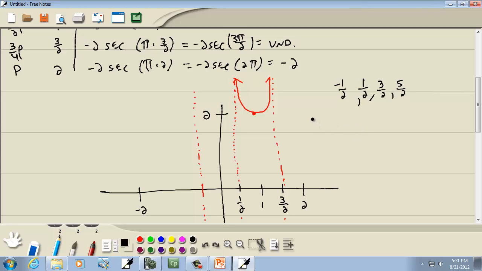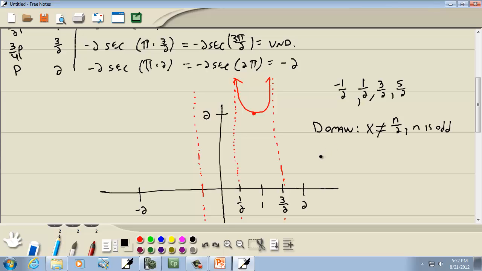So actually, for our domain, we got x cannot equal to all these values. Well, one way we can do that is we can do n over 2 and say n is odd. So x cannot equal to n over 2. So that means 7/2, 9/2, 11/2. There's actually an infinite number of asymptotes.